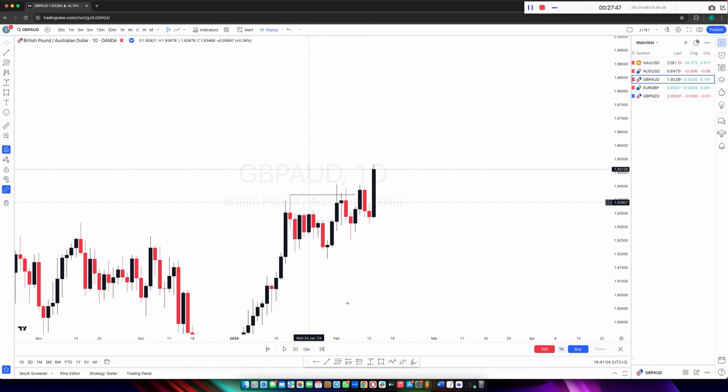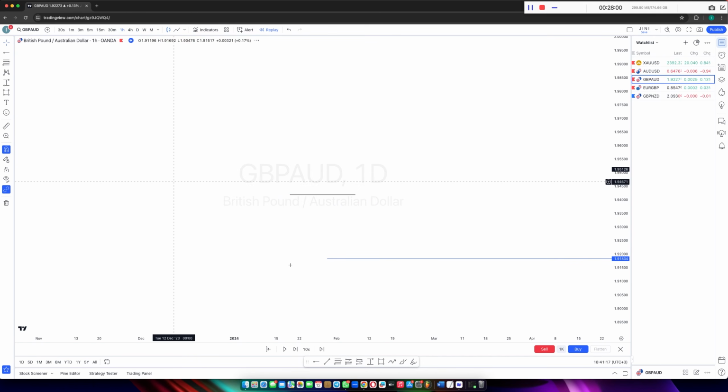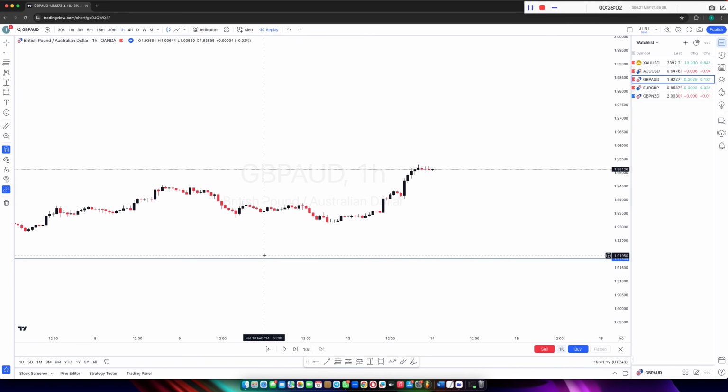And when we say the area of liquidity, we mean after the break of market structure, it means above this point, between this point and this one. This is the area of liquidity. So we will go back to 1 hour to see if we can find any liquidity that is lower.